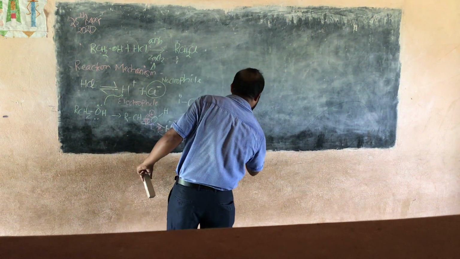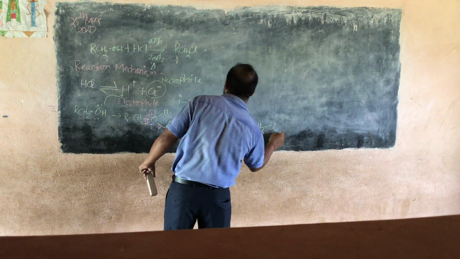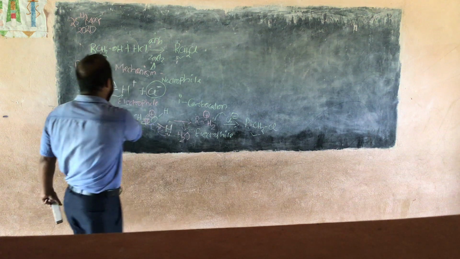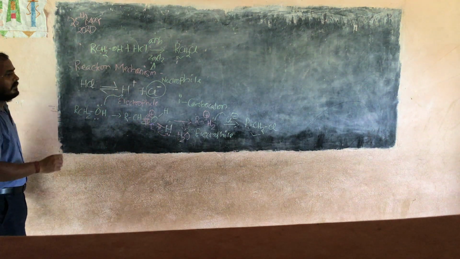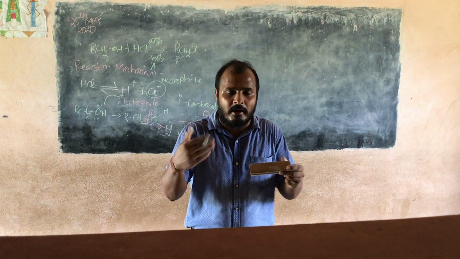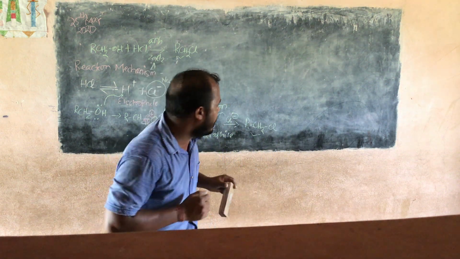So the final product will be RCH2Cl. This one is this. So this is the mechanism. How does the reaction work? There is some logic behind it. To learn about the mechanism, what is necessary? Why do we learn about reaction mechanism?